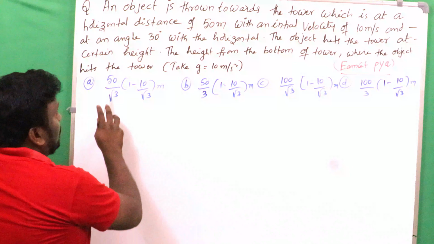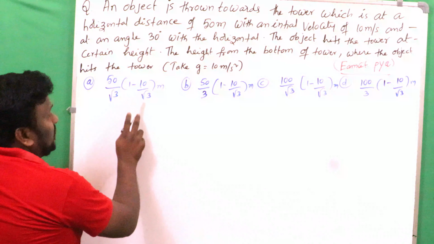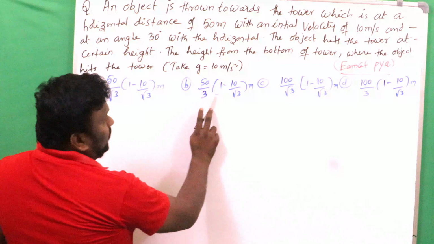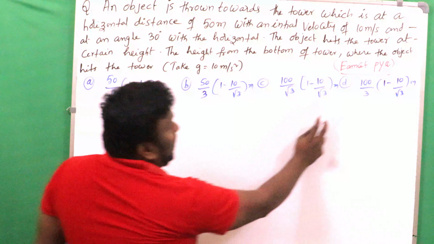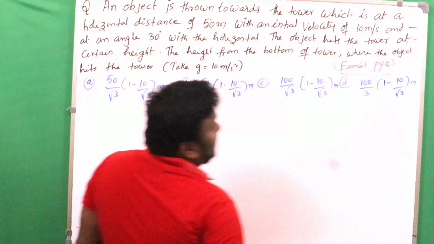And options are given: 50 by root 3 of 1 minus 10 by root 3, 50 by 3 of 1 minus 10 by root 3, 100 by root 3 of 1 minus 10 by root 3, 100 by 3 of 1 minus 10 by root 3.